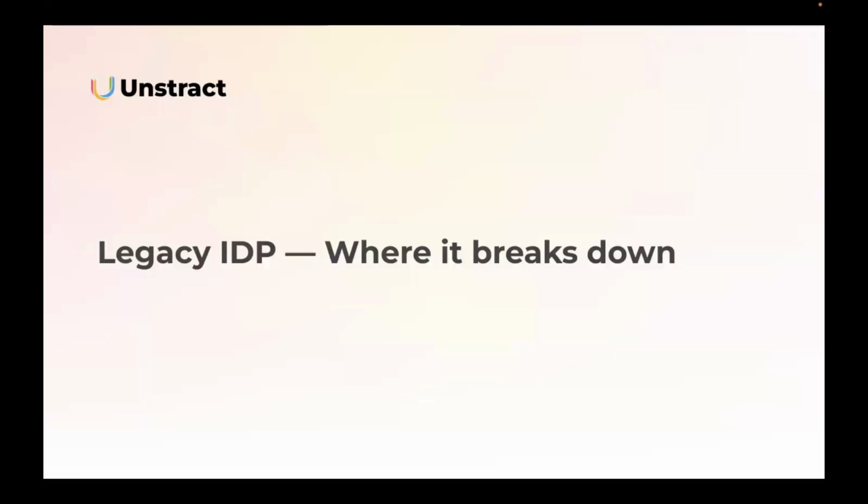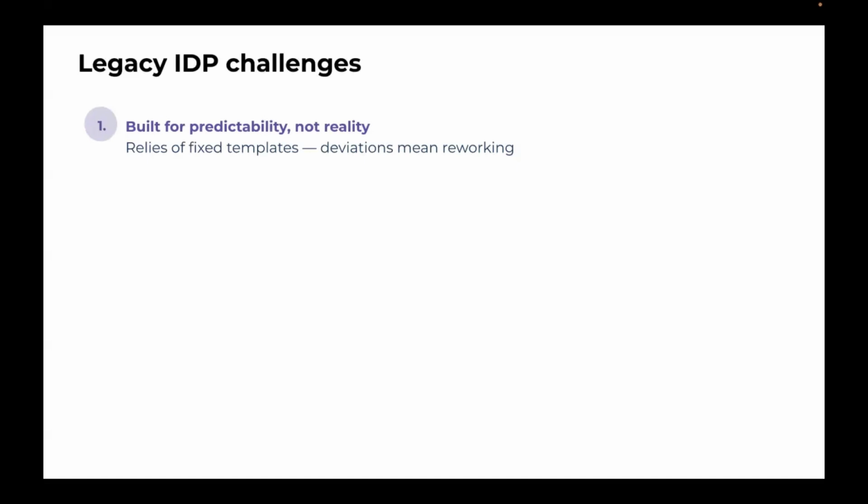So that said, here's why legacy IDP breaks down. So firstly, legacy IDP is built for predictability and not reality. What we mean by this is that legacy IDP systems were built around fixed templates for structured documents. So naturally, they expect documents to always look the same. But real world scenario is far away from that. Vendors change invoice layouts all the time, forms vary by region, no two contracts look identical. So the moment a document deviates from what the system was trained on, it automatically breaks. And someone has to manually step in and fix the problem.